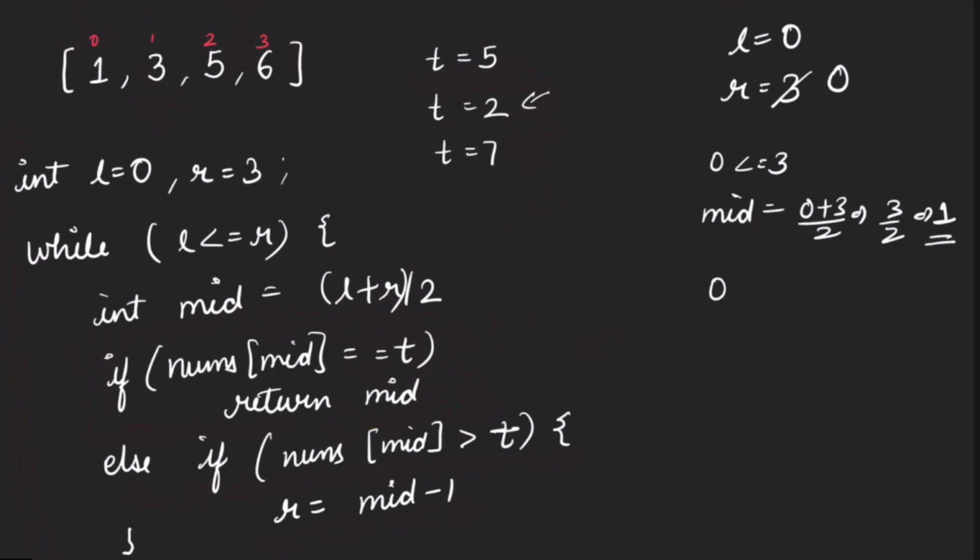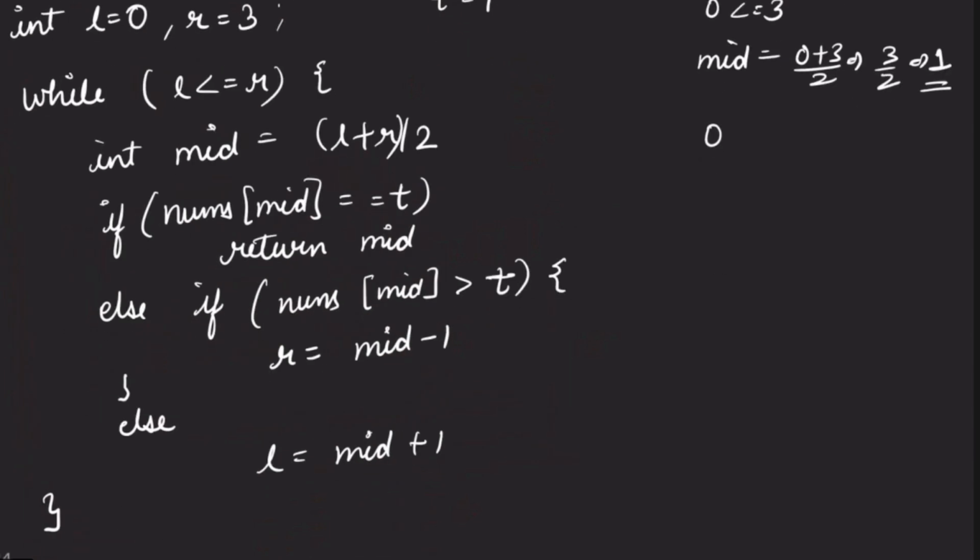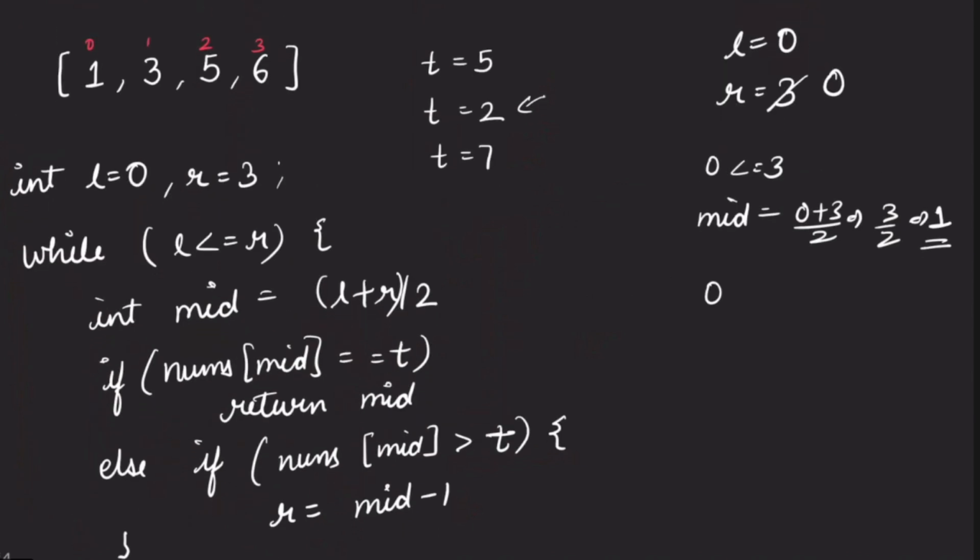Now it will again come inside. Is 0 less than or equal to 0? Yes, it is. What will be the value of mid? (0 + 0) / 2, which will be equal to 0. So now is nums[mid] equal to target? nums[mid] is 1 and target is 2. So these are not equal. Then you will check this: is 1 greater than 2? No. So we'll come in else and we will increment L. So now L will become mid + 1. Mid was 0, so L will become 1.